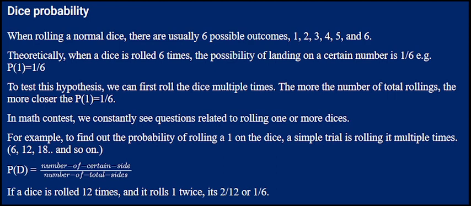In math contest, we constantly see questions related to rolling dice. So, for example, to find out the probability of rolling a 1 on the dice is a simple trial of just rolling it multiple times. For example, 6 times, 12 times, and so on. Our equation would be number of the certain side that we want to find the probability of over the number of total sides. For example, if a dice is rolled 12 times and it rolls 1 twice, it's 2 over 12, or our theoretical probability, 1 over 6.